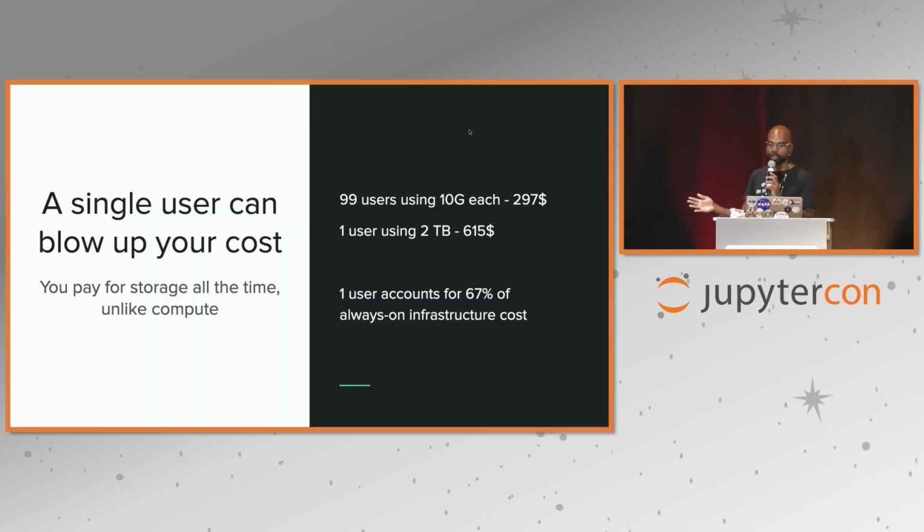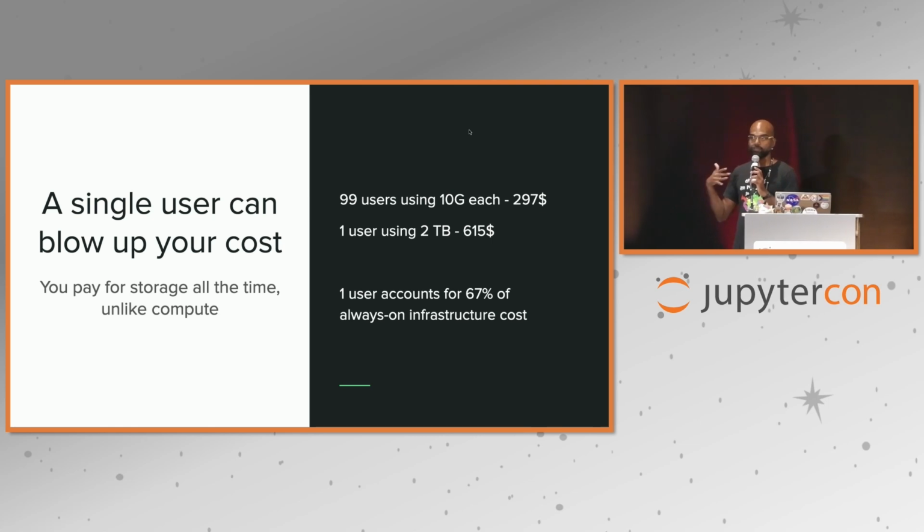So again, the biggest problem here is that a single user can blow up your cost. If you're using AWS as an example, 99 users using 10 gigs each is $297 a month. But one user using 2 terabytes, and most often that is accidental, and I think in almost all of our hubs we've seen a version of this happen, and we run 100+ hubs for different groups, a single user using 2 terabytes is $600.